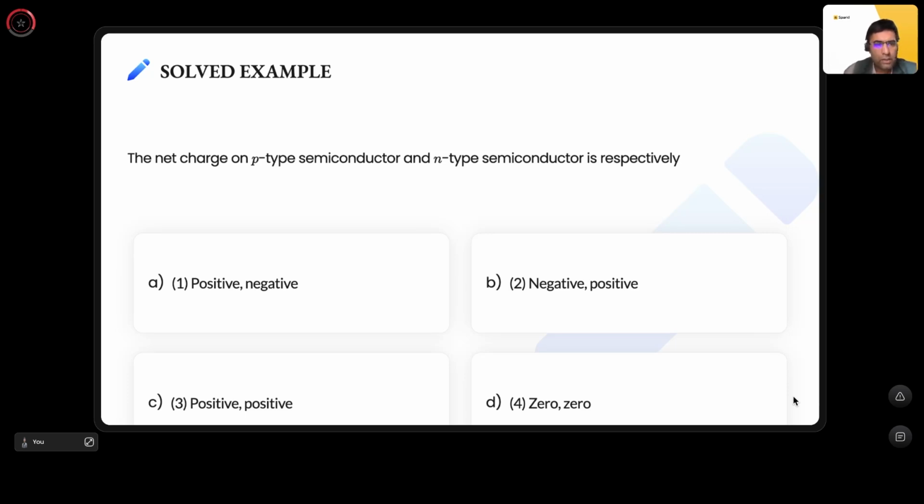The net charge on a p-type semiconductor and n-type semiconductor is respectively. So they are electrically neutral. All right. You don't have to see the sign. They are electrically neutral.